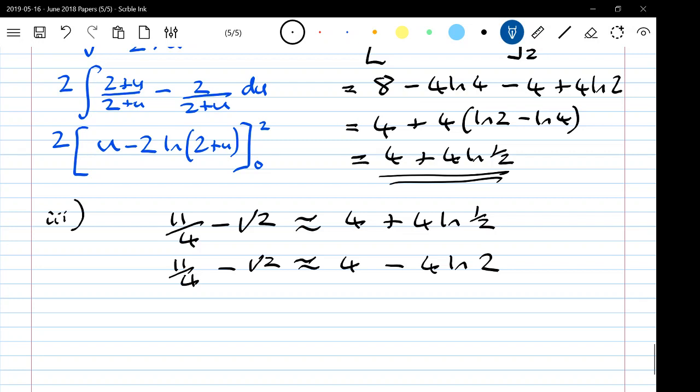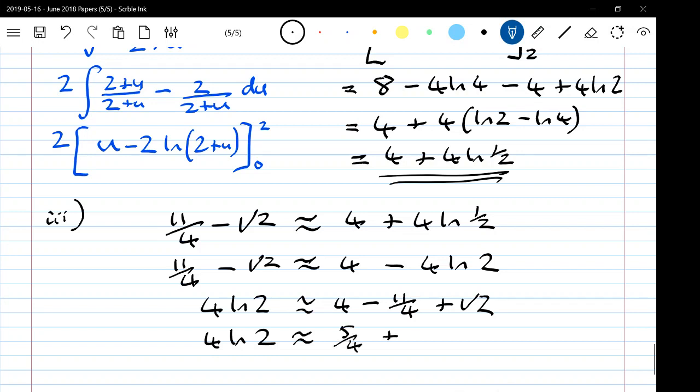And now I just need to rearrange this to see if I can get the required answer. So 4 ln 2 is approximately equal to 4, take away 11 quarters plus root 2. If I rearrange that equation, 4 ln 2 is approximately equal to, what is that, 5 over 4 plus root 2. If I divide by the 4, ln 2 is 5/16 plus root 2 over 4, and it said k plus root 2 over 4.